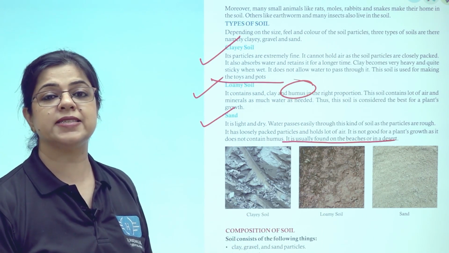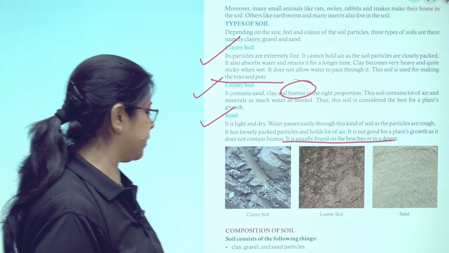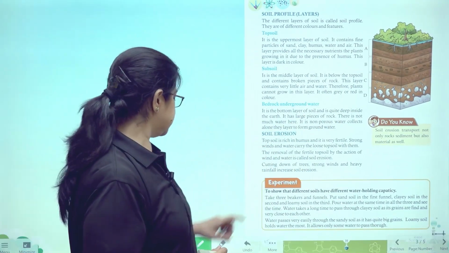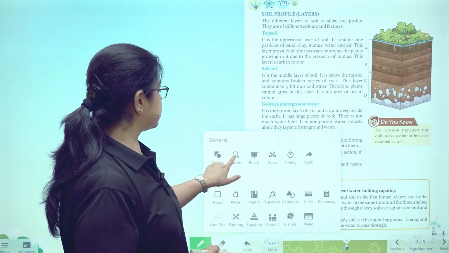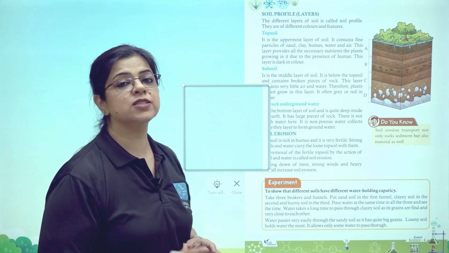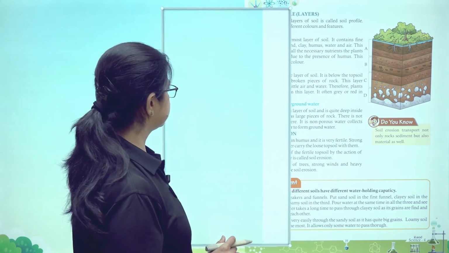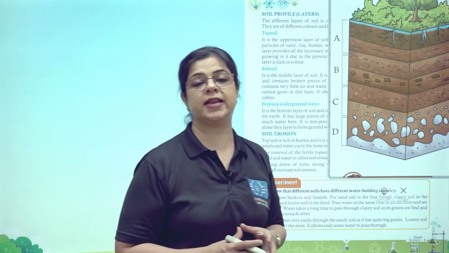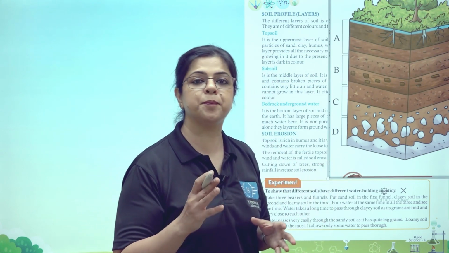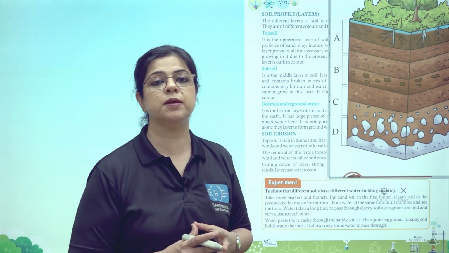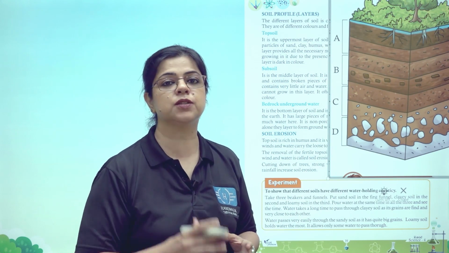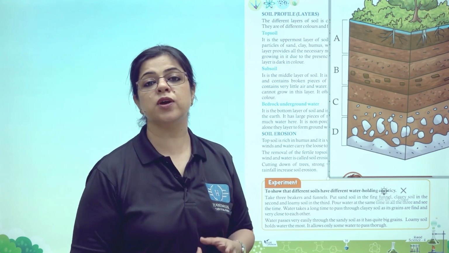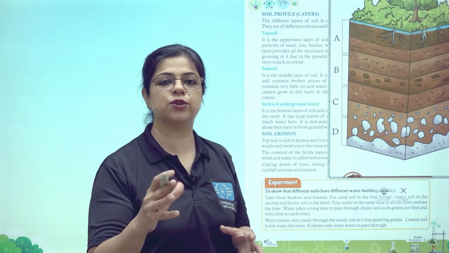Now let us understand the composition of soil. As you can see in the picture, it indicates soil profile. The top soil contains the rich humus layer which is important for growing plants, and it is also important for animals such as earthworms, rabbits, etc., which burrow their homes into the soil.